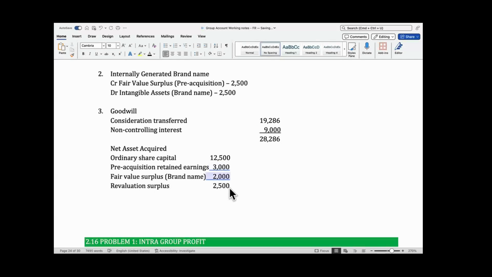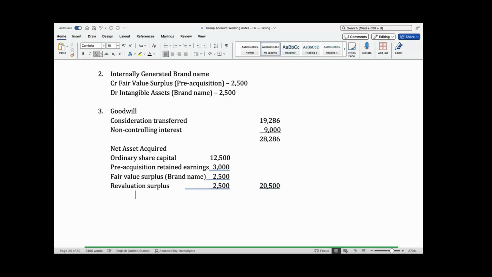Two five. Oh, I wrote 2,000. This is 2.5 as well. Okay, so we have dealt with the entire reserves. So what does that give us? Please confirm that I'm correct. Correct, sir. Good. So what's the difference now? 28,286 minus 2.5 is 7,786.